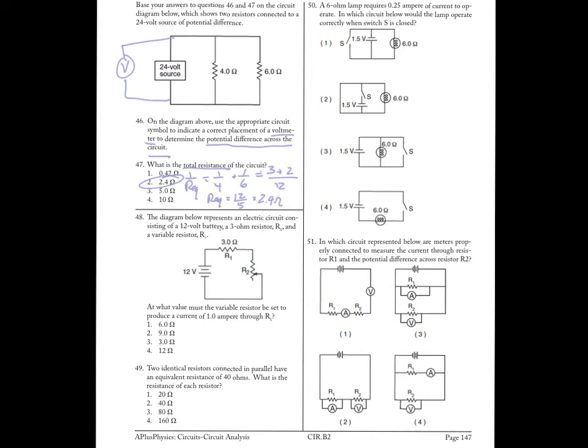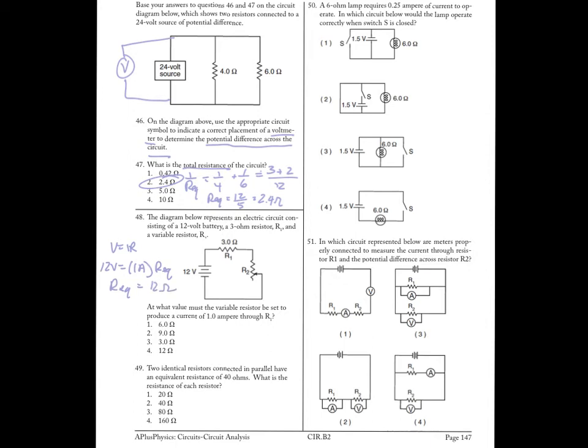Alright, at what value must the variable resistor be to produce a current of 1 ampere through R1? So, series circuit, same current throughout. So we need to figure out what's our overall resistance. So V equals IR. 12 volts equals 1 amp for our equivalent resistance. 12 divided by 1. I'd be surprised if you guys didn't get it. 12 ohms. So 12 ohms total in our series circuit.